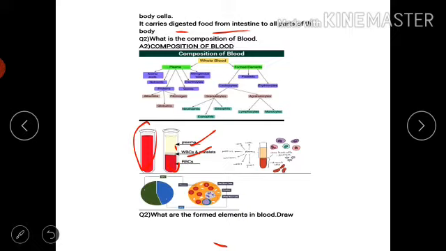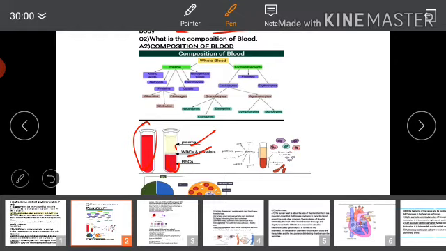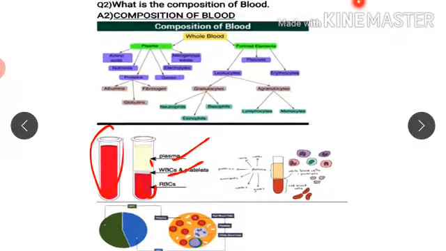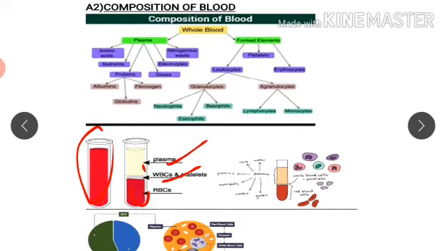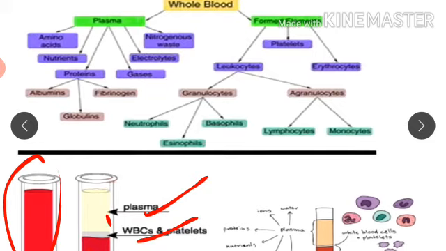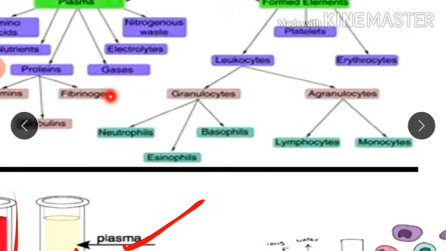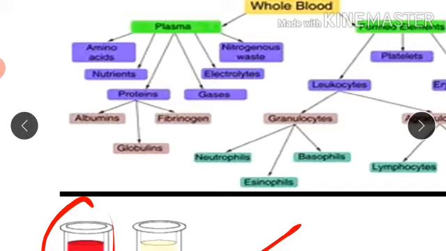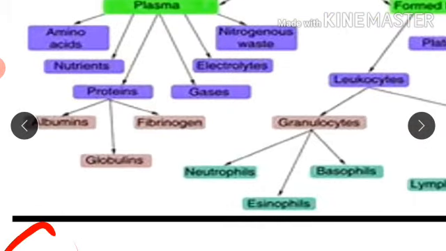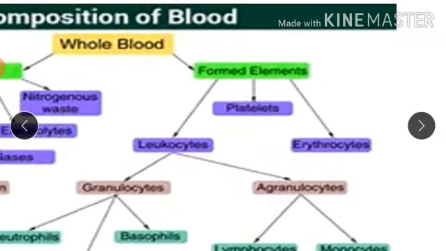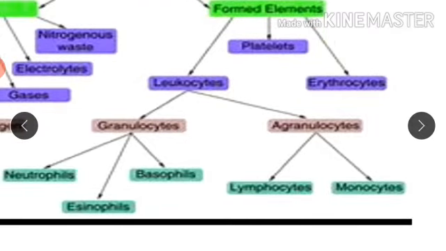What is the composition of blood? Composition of blood. The blood divides into two, plasma and formed elements. Plasma consists of amino acids, nitrogenous waste, nutrients, proteins and gases. Protein has albumins, fibrinogen and globulins, and formed elements have platelets, leukocytes and erythrocytes.